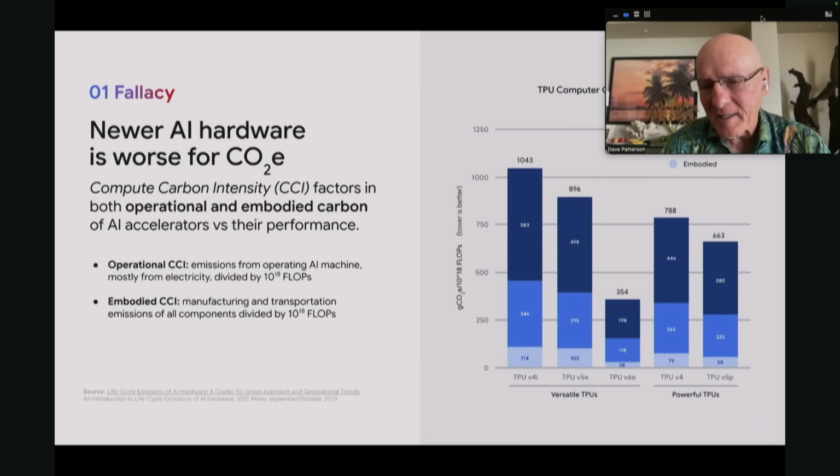But the good news from our perspective, when we did this study of Google, and we didn't know how it would turn out, is that even though the newer TPUs use more energy and have a bigger carbon footprint, they're so much faster that their carbon intensity is better. So fortunately, we found out the best thing from an environmental perspective is to use the latest GPUs. If it turned out the other way, that would have been awkward. They use more energy, but they're so much faster. That's the best way to go. So that's our first fallacy.